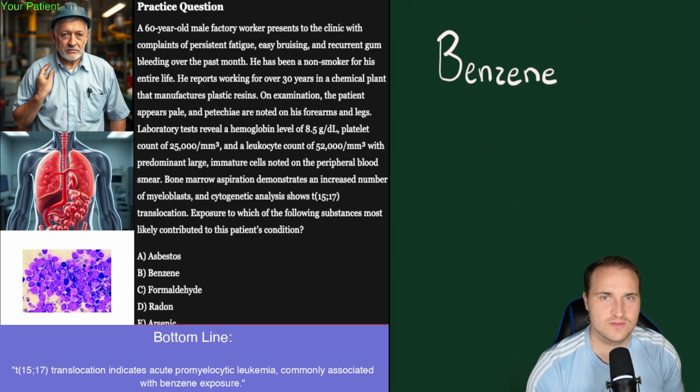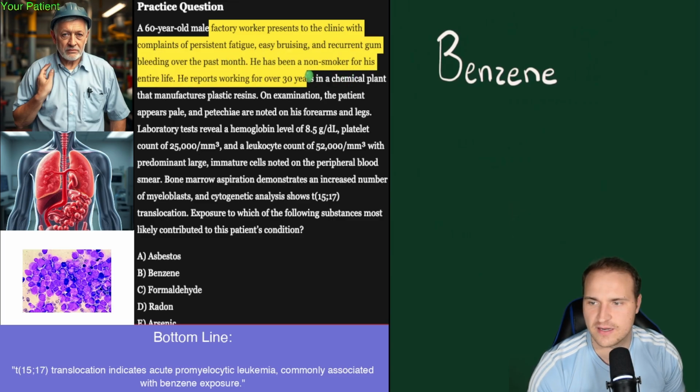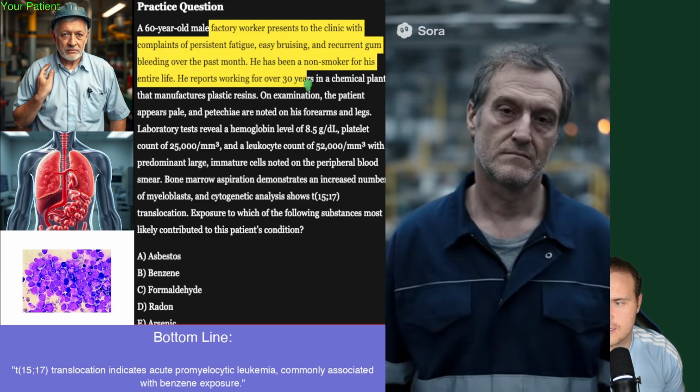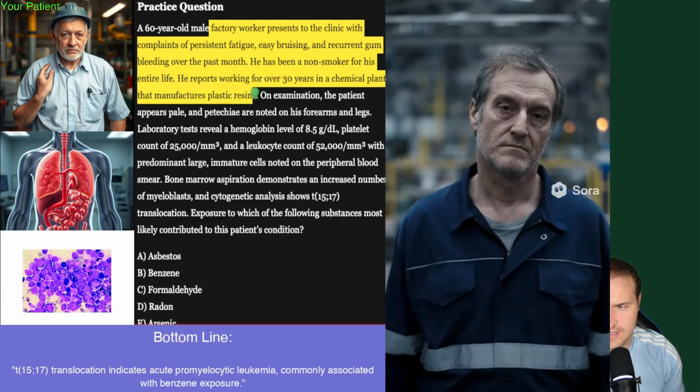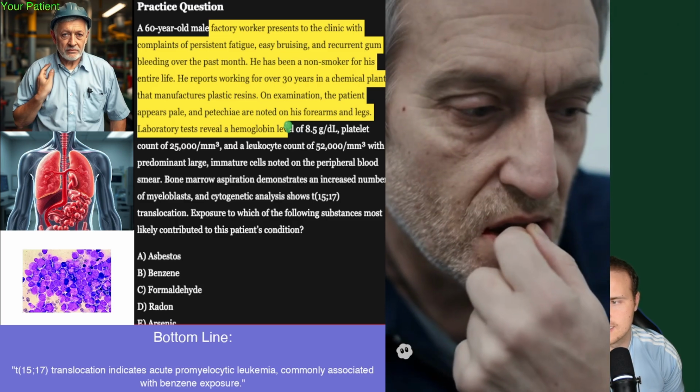All right, in this question, we have a 60-year-old male factory worker with persistent fatigue, easy bruising, and recurrent gum bleeding. He's been a non-smoker his whole life. He's worked for over 30 years in a chemical plant that manufactures plastic resins. He appears pale. Petechiae are noted on the forearms and the legs.